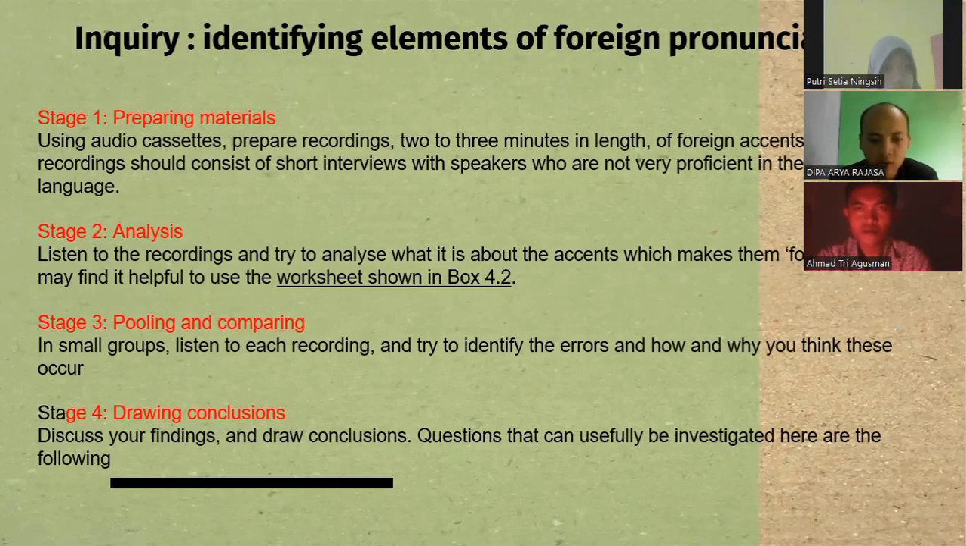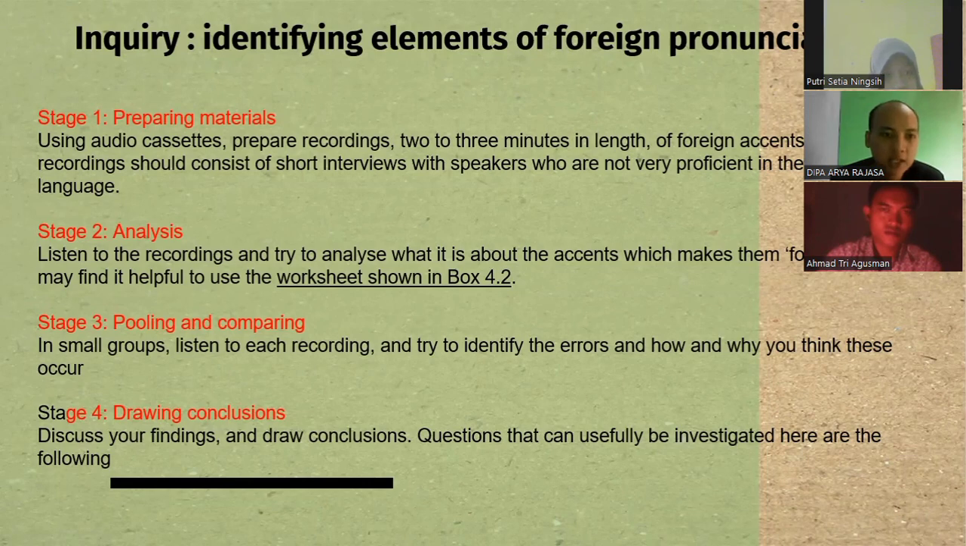Okay, Unit 2, there is an inquiry, identifying elements of foreign pronunciation. In identifying, there are 4 stages. And the first stage is preparing materials. Using audio cassettes, prepare recordings, 2 or 3 minutes in length, of foreign accent. The recordings should consist of short interviews with speakers who are not very proficient in the target language.